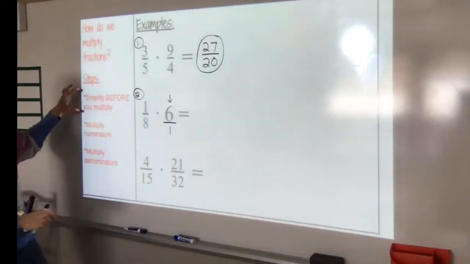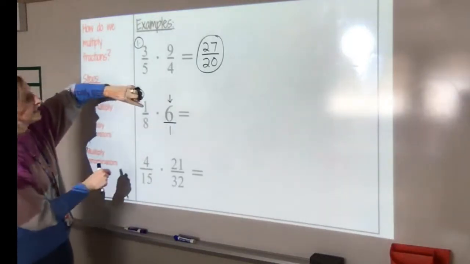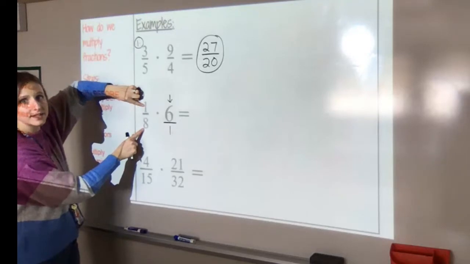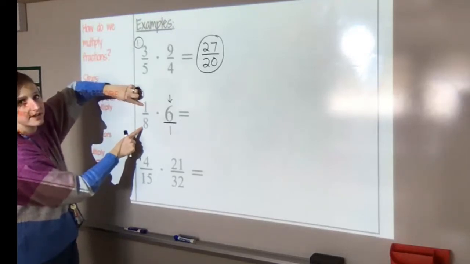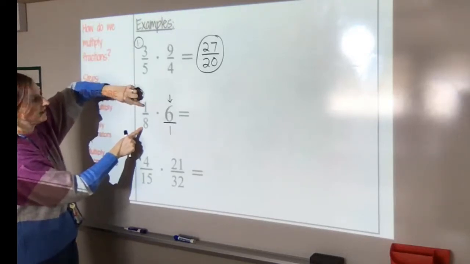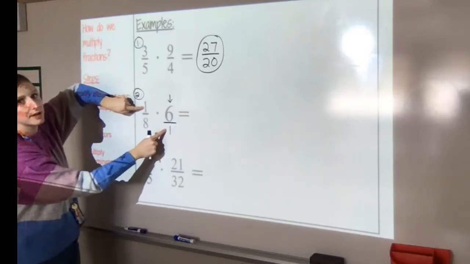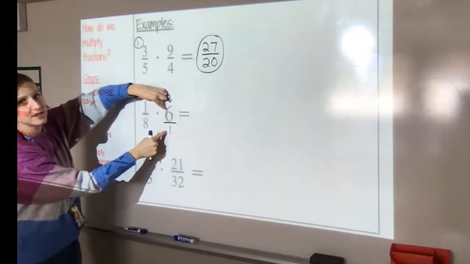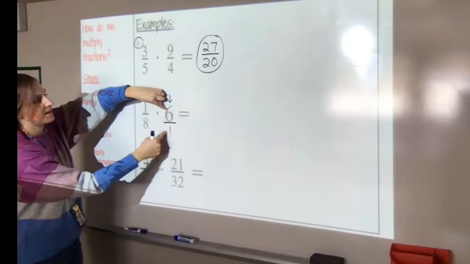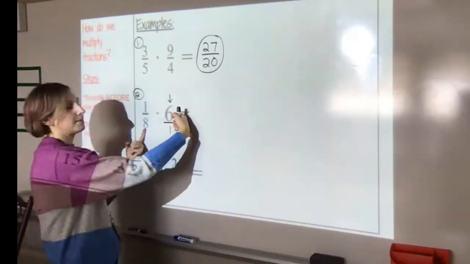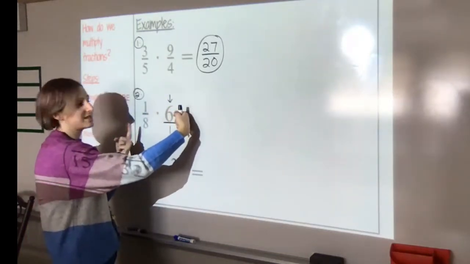So now I'm going to simplify before we multiply. Take every numerator to every denominator. Can I simplify there? No, it has a 1 in it. Can I simplify here? Nope, they're both 1s. Can I simplify here? Nope, I have a 1 in it. This numerator to this denominator, that's new. Every numerator to every denominator.